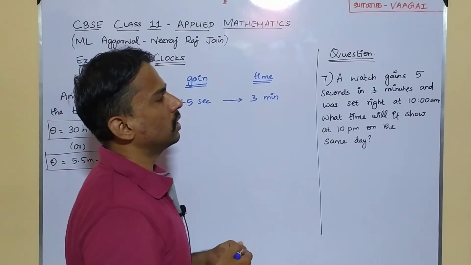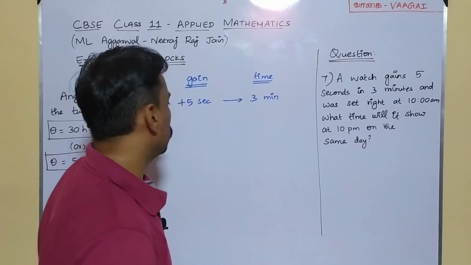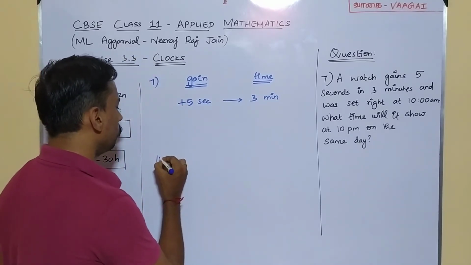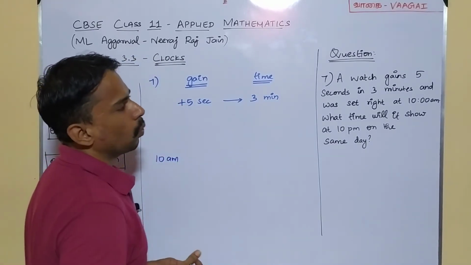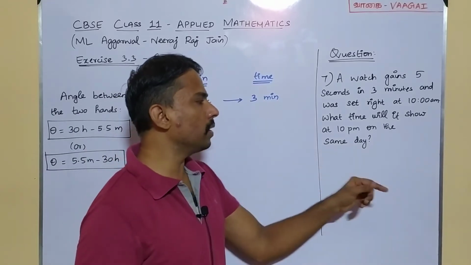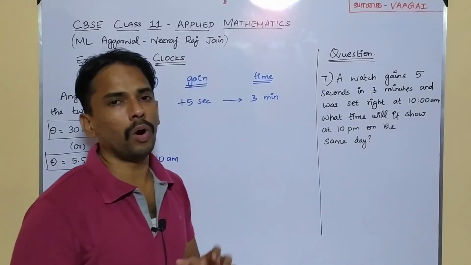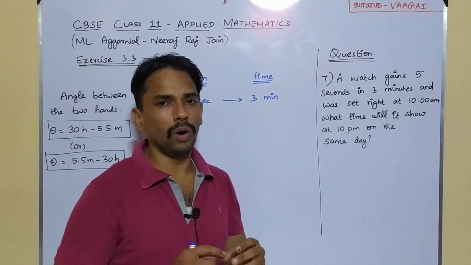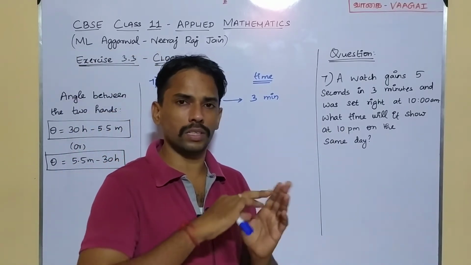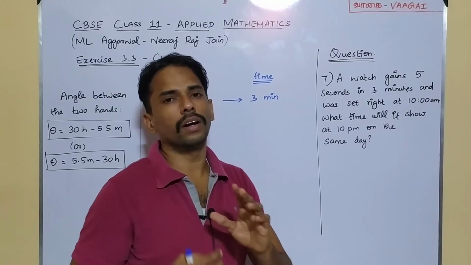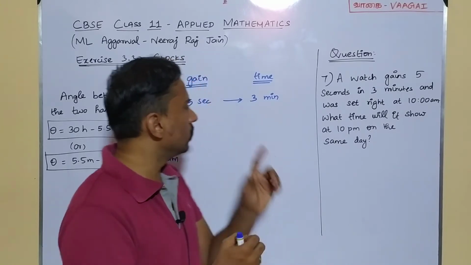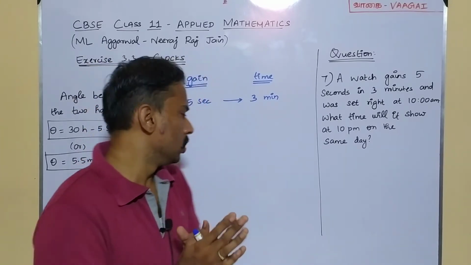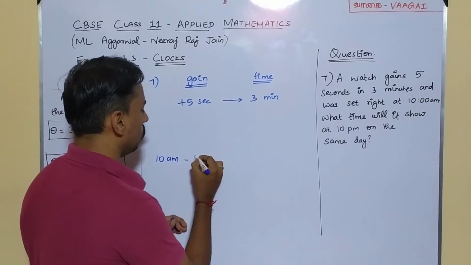And this clock was set right at 10 a.m. What time will it show at 10 p.m. on the same day? So at 10 in the morning the clock is set right, and at 10 p.m. that same night, what would be the time shown in this clock? This is the question. So 10 a.m. to 10 p.m. we have to see.